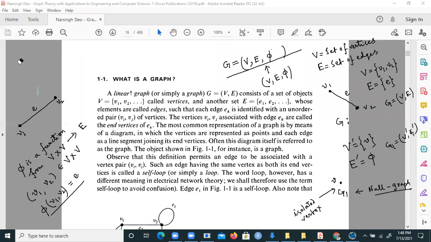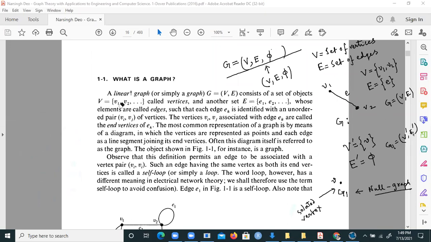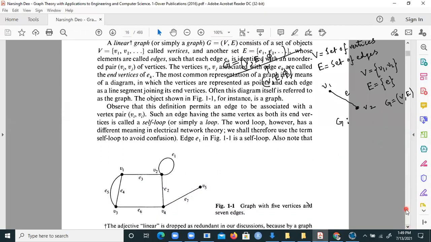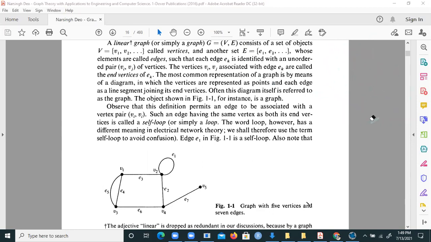So this is all about the definition of graph. Now here, as you can see below, a graph is given. Let me scroll down, you will be able to see it. In this particular graph, you can see that some special types of edges are mentioned. If you consider the vertices V1 and V3, you will see that they are connected by two edges. One edge is E4 and another edge is E5. And this vertex has got one extra edge, which is E1, which connects the vertex with itself.